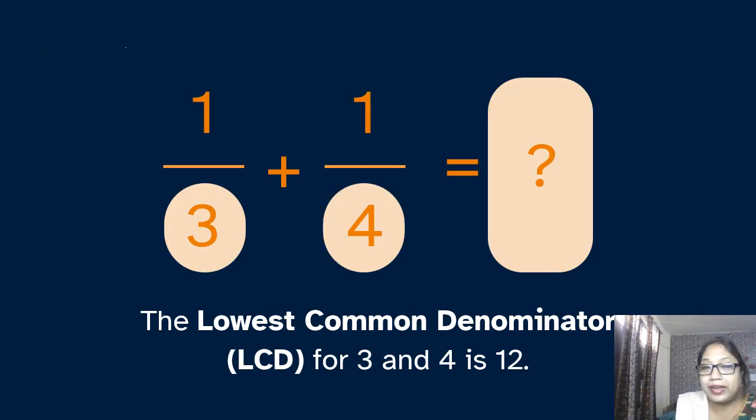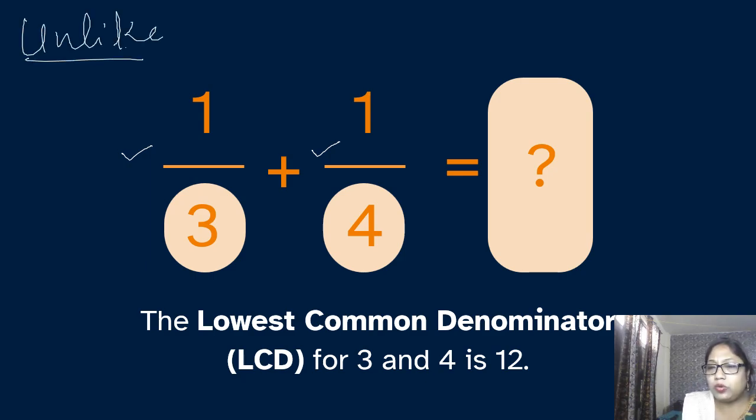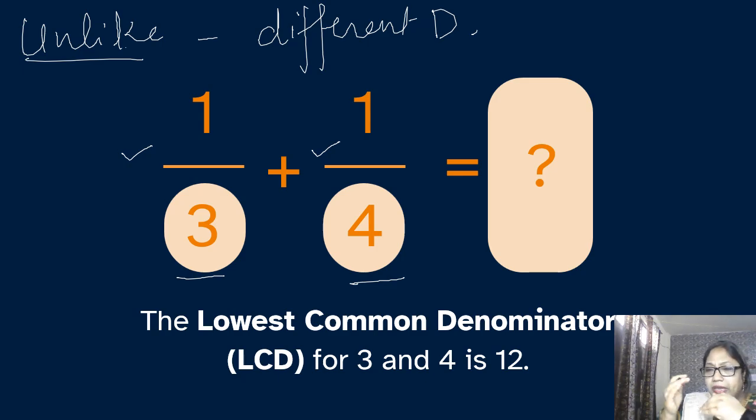Now we have two fractions. This is 1 upon 3 and 1 upon 4. 1 upon 3 and 1 upon 4 are unlike fractions. Why? Because दोनों के ही denominators different हैं. So that's why they are unlike fractions, because different denominators. जब भी unlike fractions को हम add करते हैं सबसे पहले convert them into the like fraction.